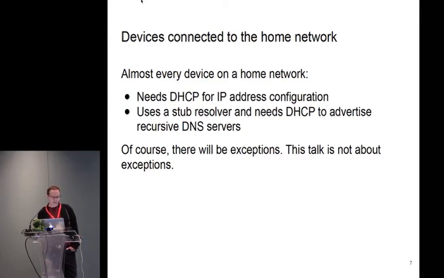They'll typically do two things. They'll use DHCP to get how to configure the IP address and the other networking information, and they'll have a stub resolver, and they'll also use DHCP to get the DNS servers it should use. There'll be exceptions, but I'm talking about the experience of tens or hundreds of millions of home broadband subscribers. So I'm going to talk about the general case.